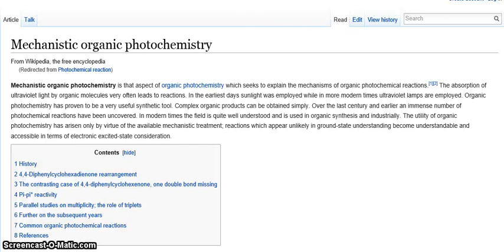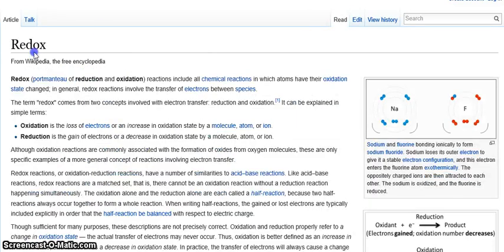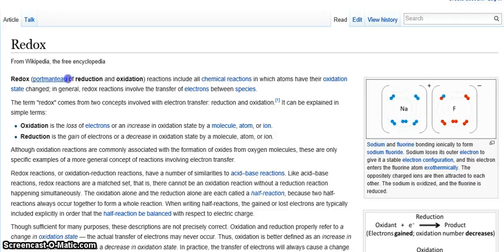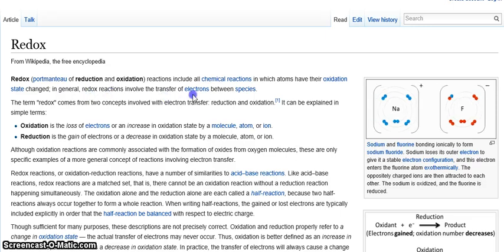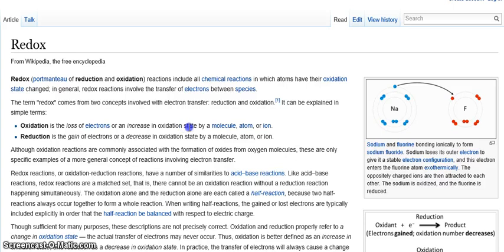Next, we have oxidation reduction reactions, or just redox reactions. It's a portmanteau of reduction and oxidation. It includes all chemical reactions in which atoms have their oxidation state changed. In general, redox reactions involve the transfer of electrons between species. Oxidation is a loss of electrons or an increase in the oxidation state by a molecule, atom, or ion, and reduction is the gain of electrons or decrease in oxidation by a molecule, atom, or ion.